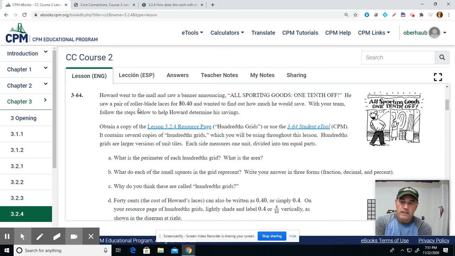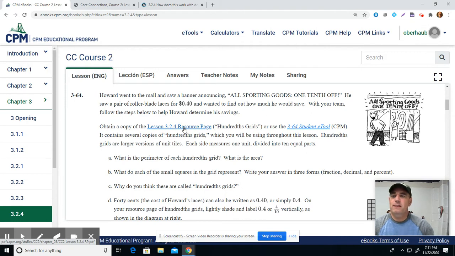All right, so 3-64. Howard went to a mall and saw a banner announcing all sporting goods 1/10 off. He saw a pair of rollerblade laces for 40 cents and wants to know how much he would save with your team. Follow the steps below to help Howard determine his savings. So obtain a copy of this.